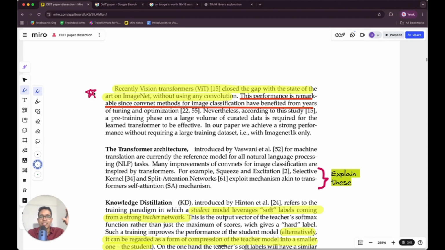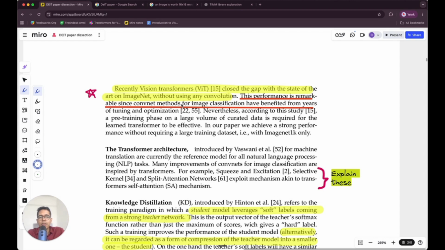So I was happy to see this sentence because the previous paragraph was making me feel as if vision transformer was not good. But they were not talking about vision transformer. They were talking about everything before vision transformer. This performance is remarkable since convolutional CNN methods for image classification have benefited from years of tuning and optimization. Basically, vision transformer came so quickly, so it did not have the, I would say, unfair advantage that CNN had.